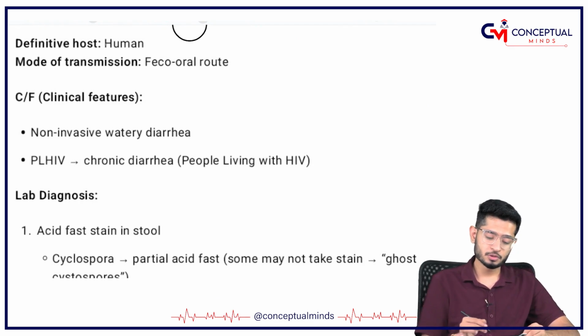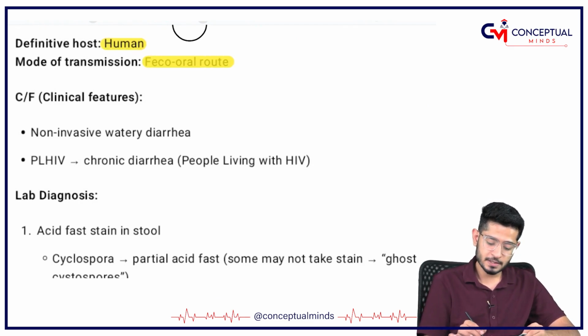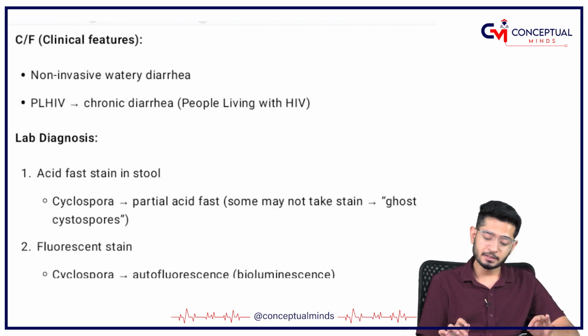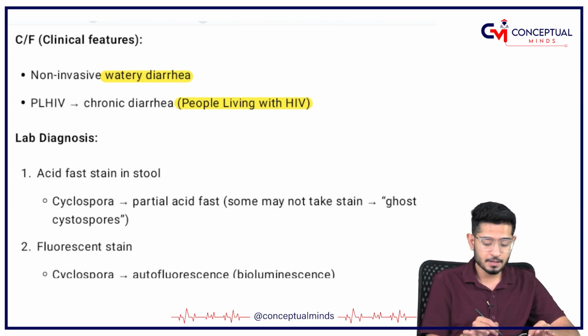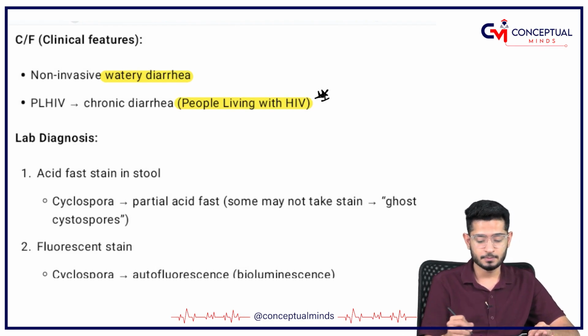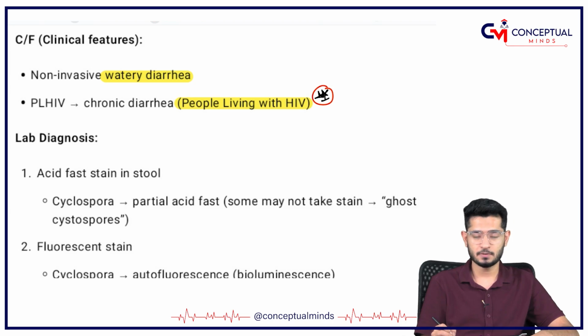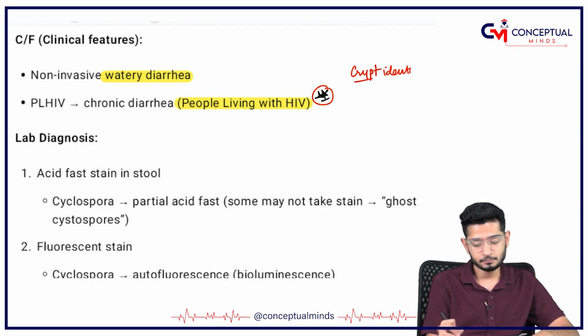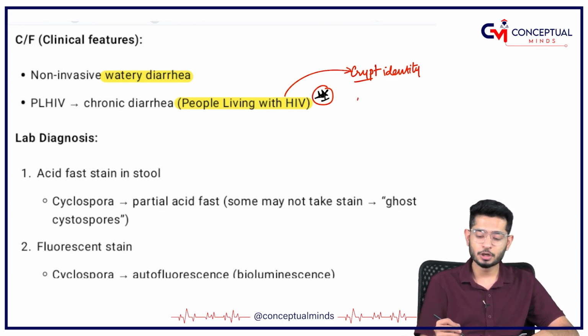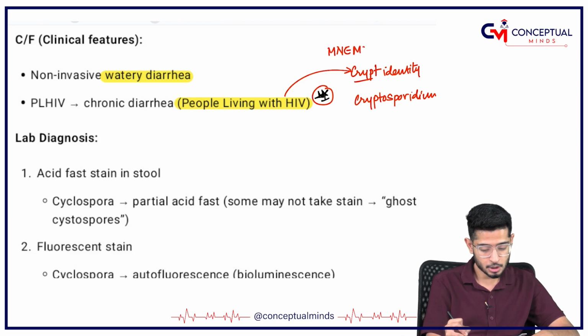What is the definitive host? That is human. What is the mode of transmission? That is fecal-oral route. The clinical feature is again watery diarrhea, but please remember it is very much associated with HIV people. HIV people want to keep their identity hidden, so remember crypt identity. So, if somebody asks you which parasite is associated with HIV, so crypt one, that is Cryptosporidium. It is just a mnemonic.